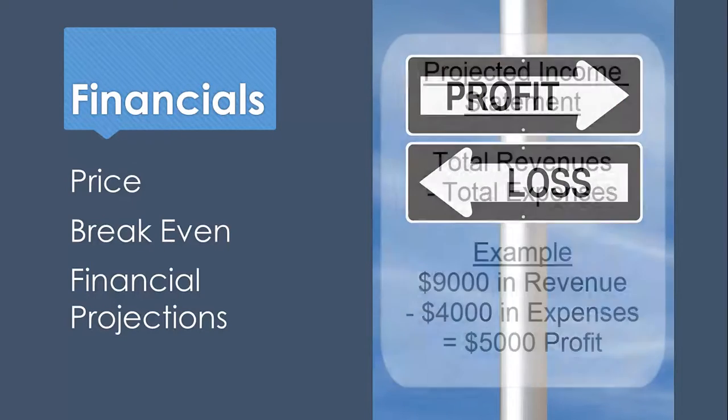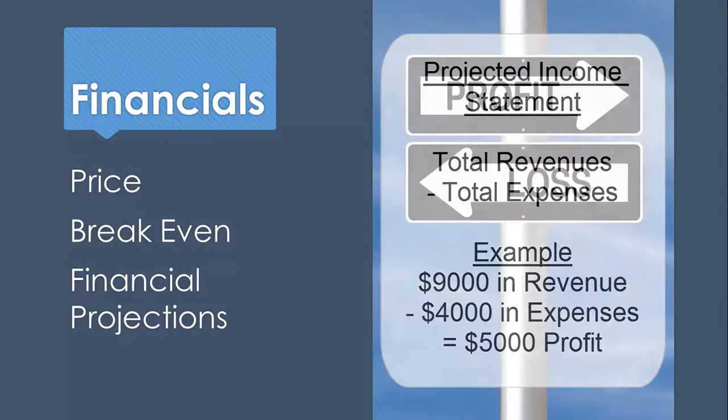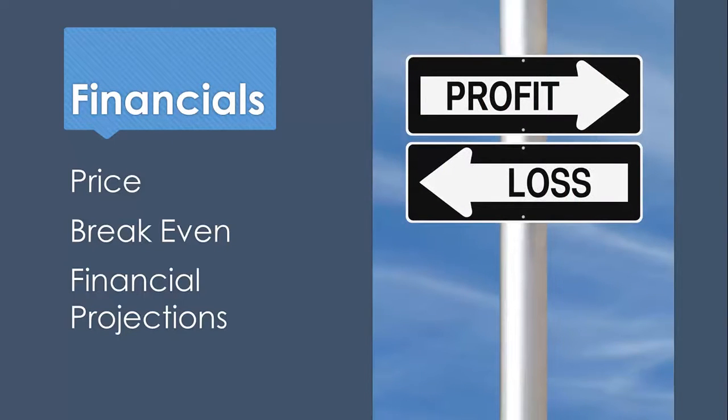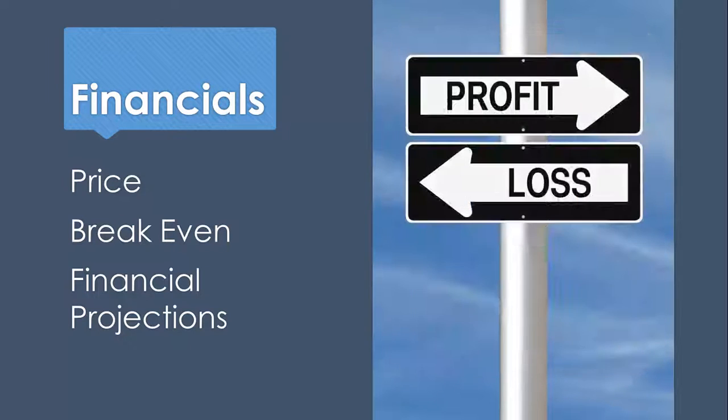Your projected income statement is how much profit you expect to make. This should show your revenues minus your expenses each quarter or month. Your projected cash flow statement is how much money you expect to have in your bank each month. That is basically your starting balance minus any large purchases or losses, and then adding any investments or net profit each time window that you are using, either quarterly or monthly.